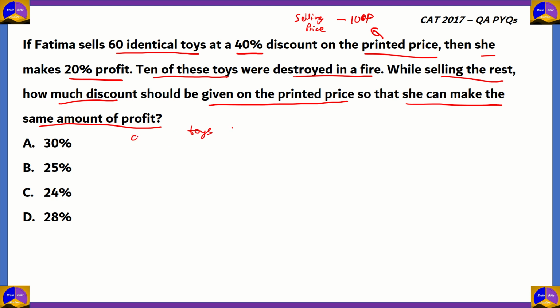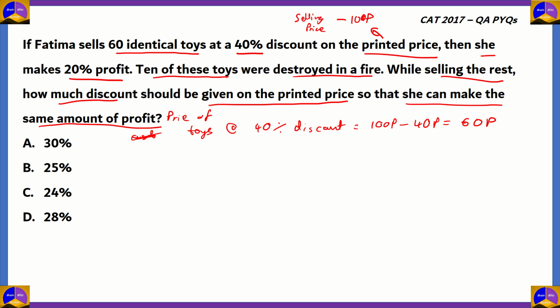Now, Fatima sells toys at a 40% discount. So the price of toys at 40% discount will be 100p minus 40p, which is equal to 60p. All right, so the price of the toys is 60p. That is her current selling price.